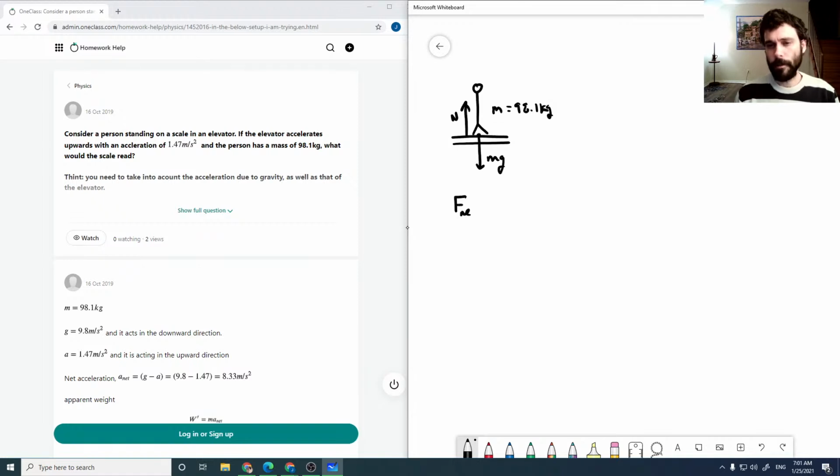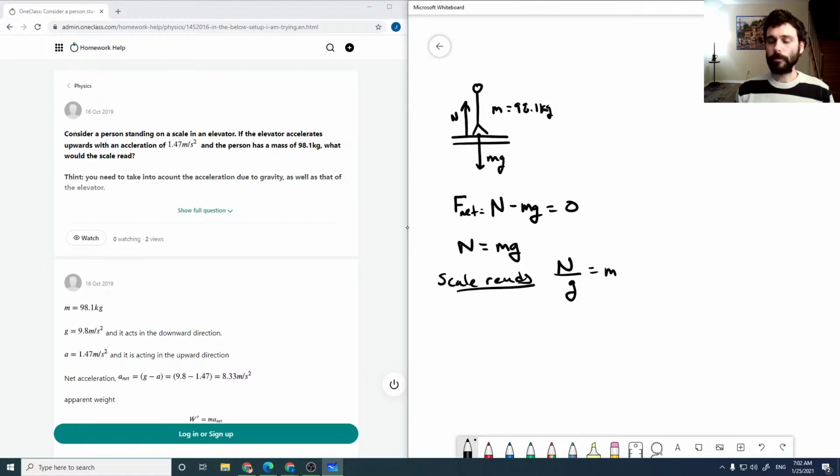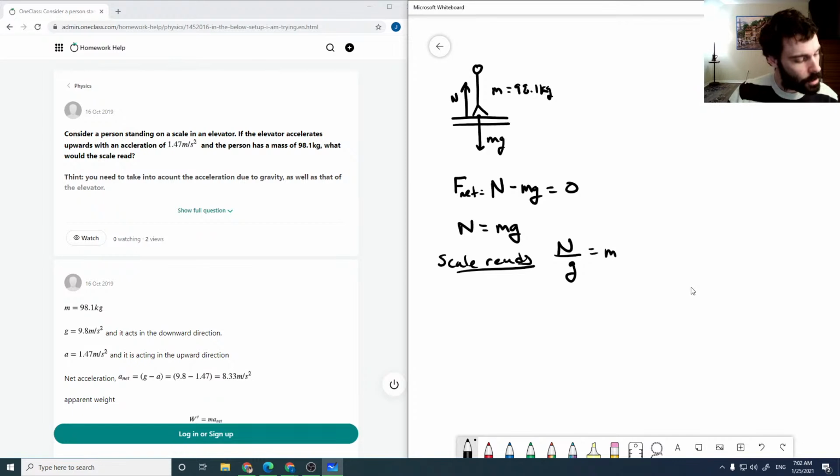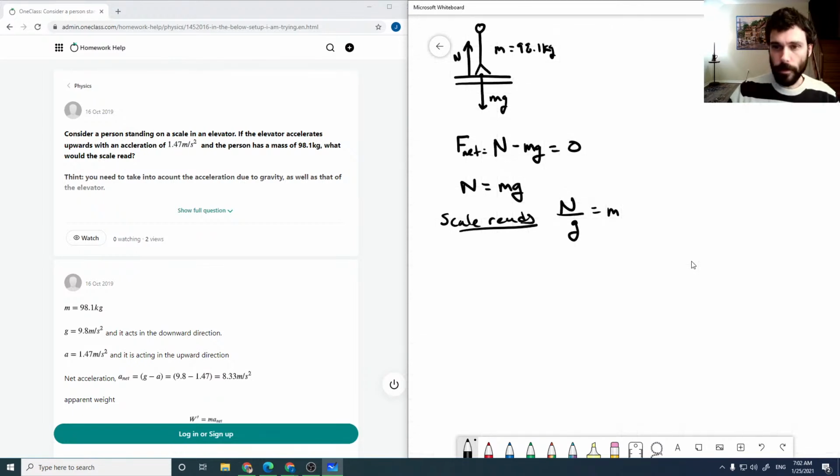So F net is equal to normal minus mg, which equals 0, as the acceleration is 0, so we're not moving yet. So then N equals mg. So the scale reads N over g, which equals m. So that's what the scale reads, its normal force over g, or the force it needs to apply.